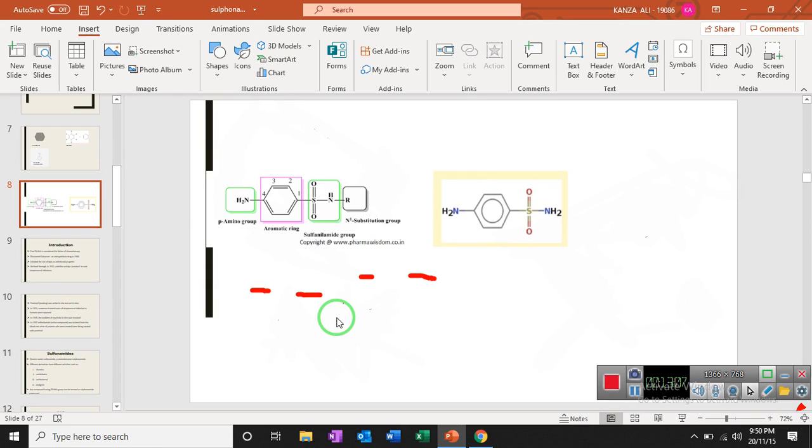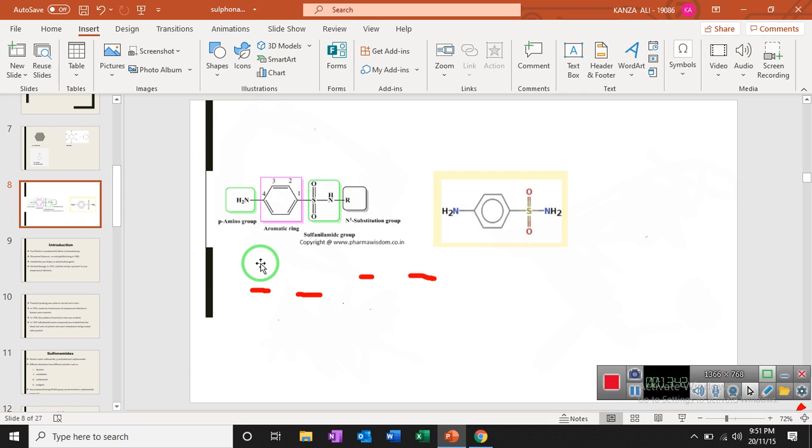But in our synthesis, we are using the aniline as a precursor, and then we are synthesizing it by the method of chlorosulfonation. It means, as a precursor, we have got the aminobenzene, and the aminobenzene is chlorosulfonated, and then we have got the sulfonylamide.